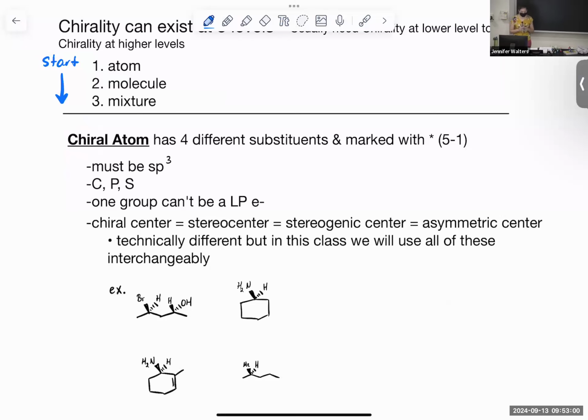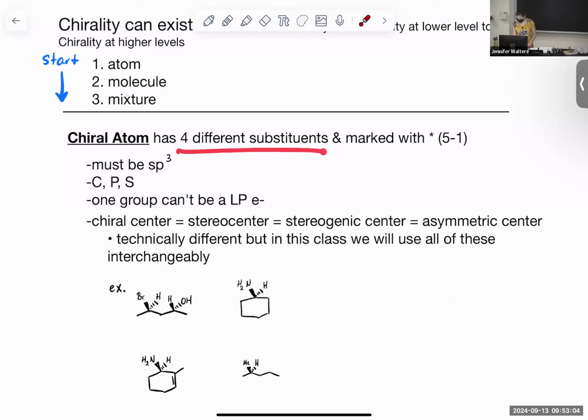A chiral atom is going to be an atom that has 4 different substituents. It must be sp3 hybridized. It must. That's a part of the definition of being a chiral atom. We're going to mark it with an asterisk to indicate that it is a chiral atom. The most common atoms that exhibit chirality are carbon, phosphorus, and sulfur.